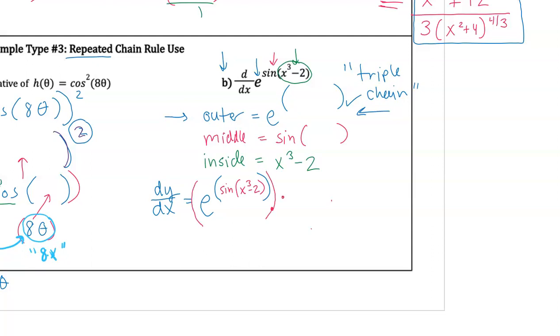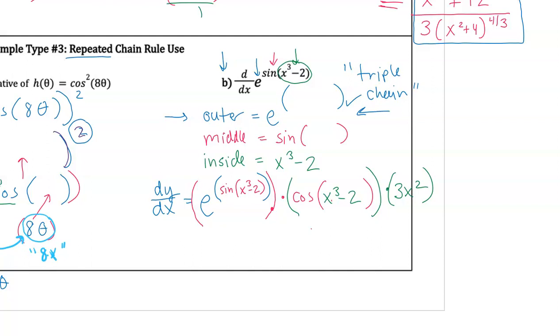And then you connect the derivative of sine to this derivative through multiplication. So derivative of sine would be cosine. But while you're taking the derivative of sine, you're leaving the x cubed minus 2 completely intact. It's not until after you finish your derivative of cosine, and then outside of that, is where you'd multiply by the derivative of the most inside, which is 3x squared.